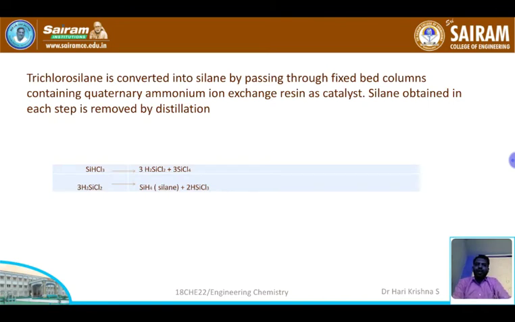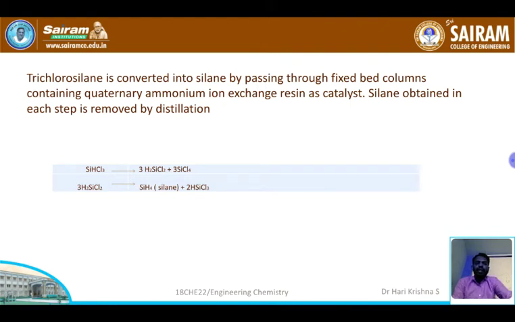The trichlorosilane thus obtained is passed through a fixed bed of columns containing quaternary ammonium or ion exchange resin catalyst, where silane is obtained step by step. That is, trichlorosilane is converted into dichlorosilane, and the dichlorosilane is further hydrogenated to get silane. Silane is nothing but SiH4.